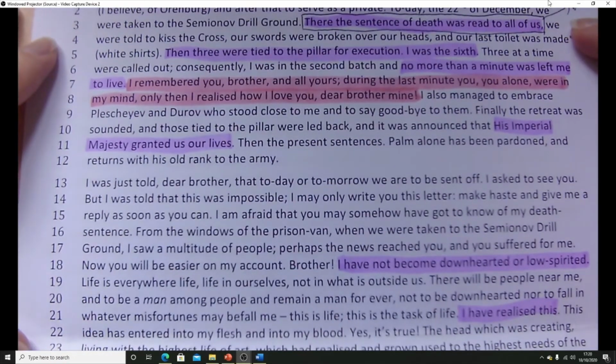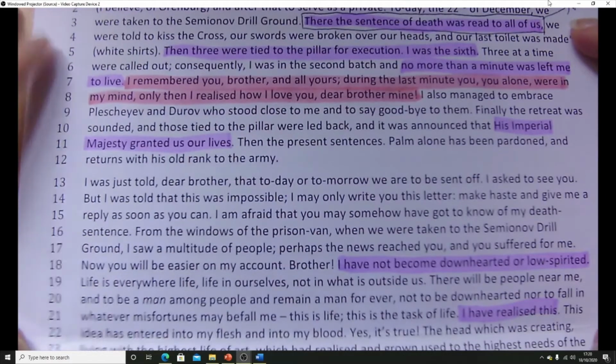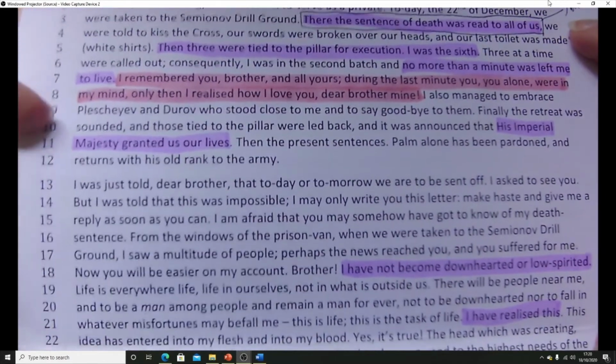And it was announced that His Imperial Majesty granted us our lives. Then the present sentences. Parmelone, who had been pardoned, and returns with his old rank to the army.